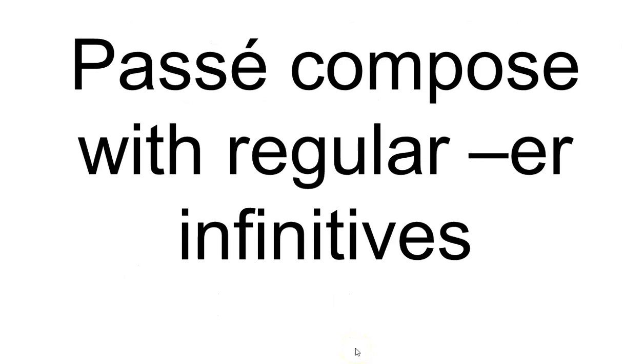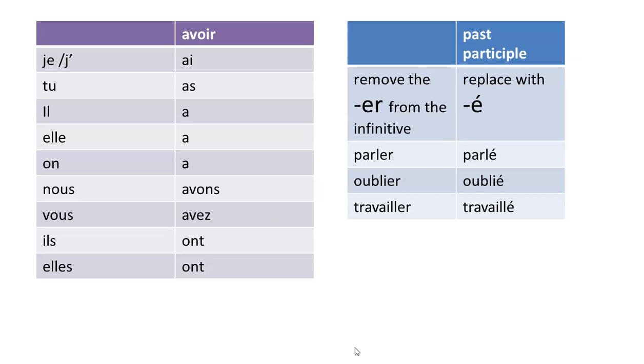To form the Passé Composé with regular ER infinitives, it's pretty simple. We use an auxiliary verb. We use the verb avoir, or a helping verb. You have to know how to conjugate the verb avoir to do the Passé Composé. Next, you take the infinitive and you convert it to a past participle by removing the ER from the infinitive and replacing it with the E accent aigu.